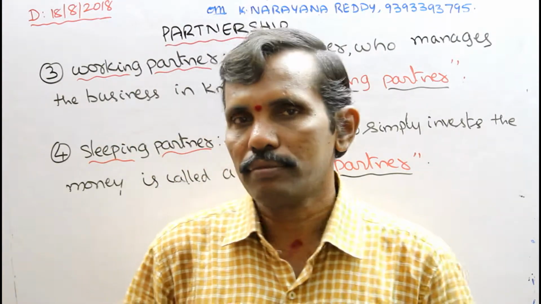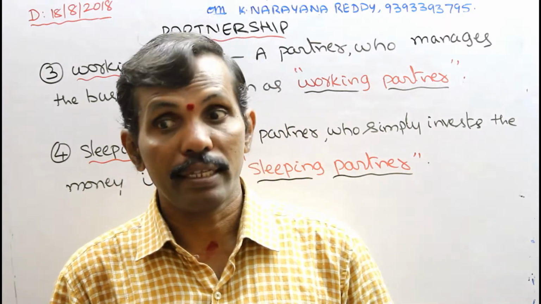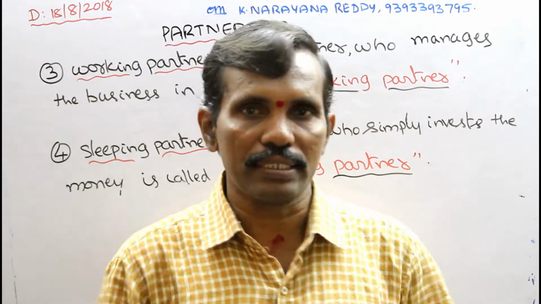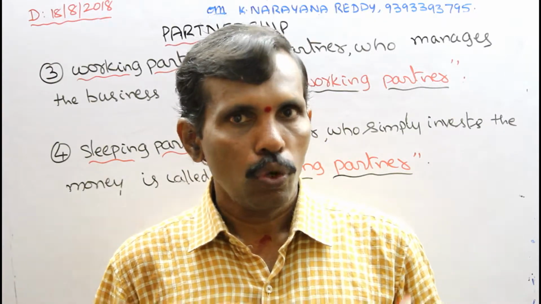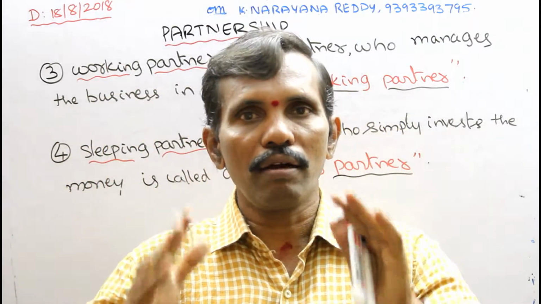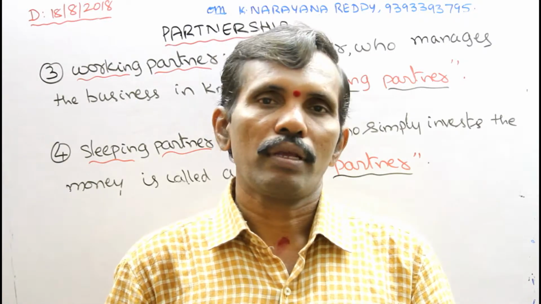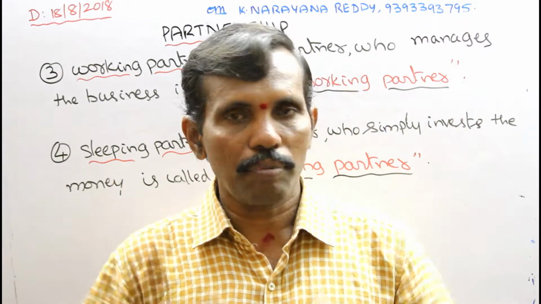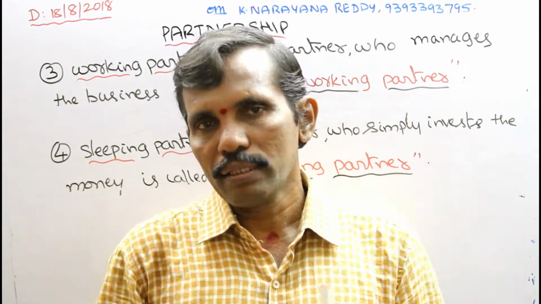Suppose 10 members are there in a business to maintain the company. It's a large company, an industry. So who can maintain the business? 1 person or 2 persons or 3 persons or 4 persons, whatever it may be. Who maintains the business? Who runs the business? Those persons are called working partners. So who runs the business? 1 person, he runs the business, so he is called a working partner. Okay, that is a working partner.